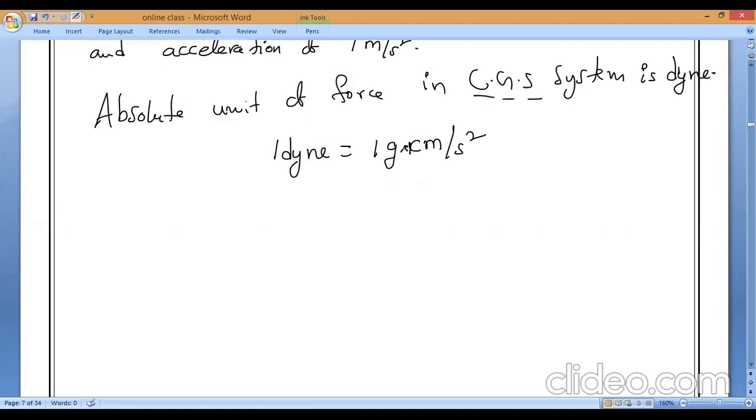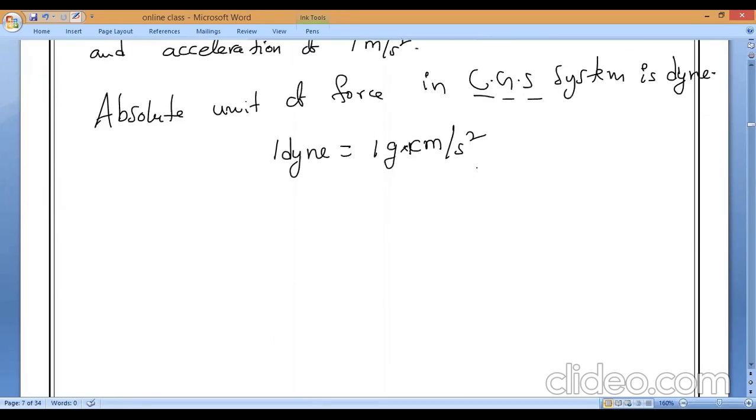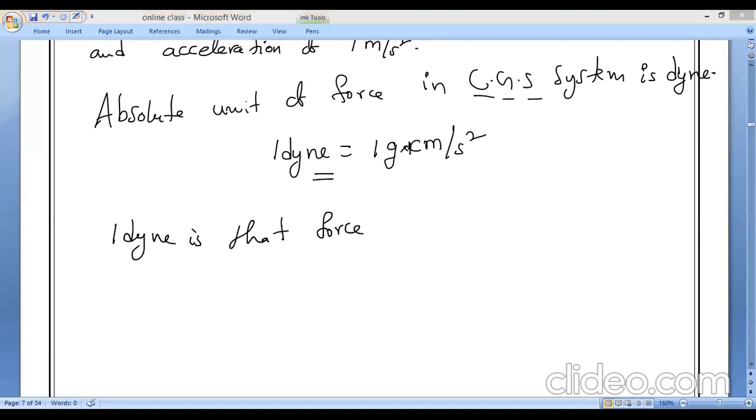Is it yes or no, guys? Same way, 1 Newton is equal to 1 kilogram into 1 meter per second square, but here we are writing 1 gram into 1 centimeter per second square. Is it right or wrong? Akilan, now can anybody define what you mean by 1 dyne? 1 dyne is that force which produces an acceleration of how much, guys?